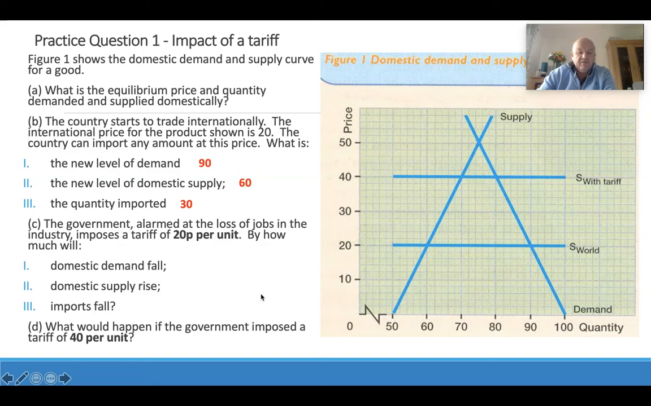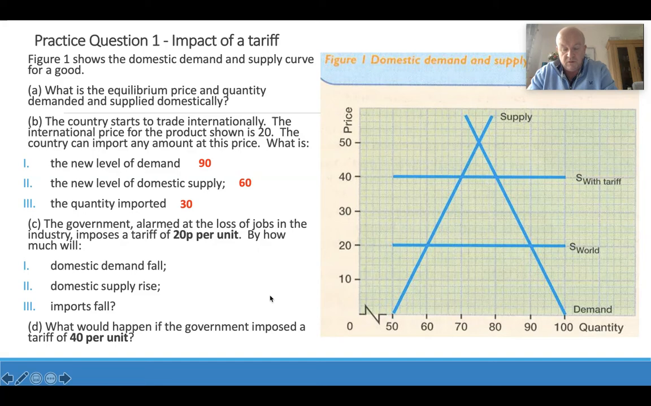Now if the government decided that, on the basis of that level of imports, we would lose some jobs in that particular industry, then they might choose to impose a tariff of 20p per unit. So effectively, let's assume the original price was 20 pence per unit. It's now going to go up to 40 pence per unit because of the tariff that's been imposed. And here we can see the supply with tariff included.